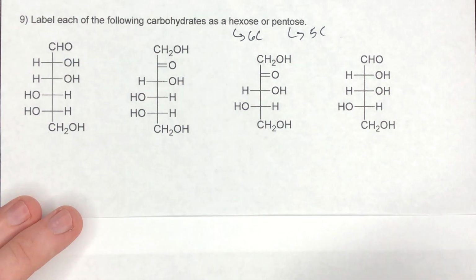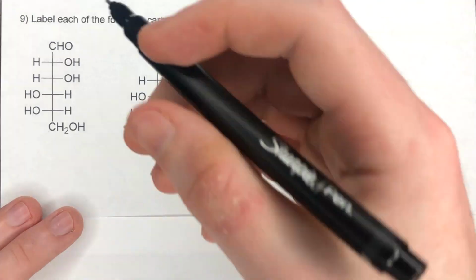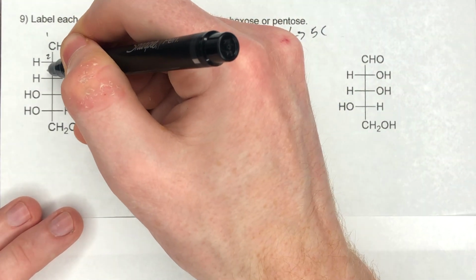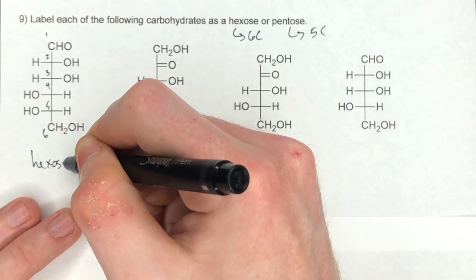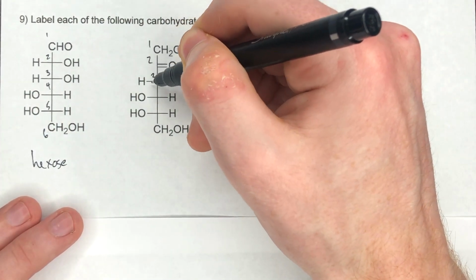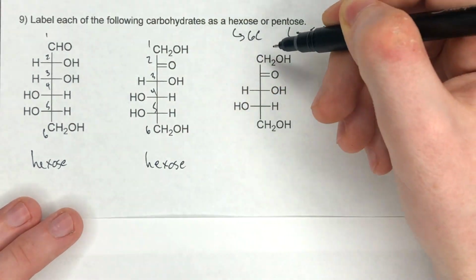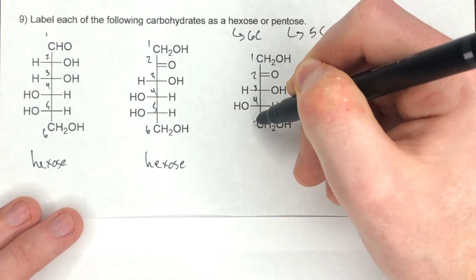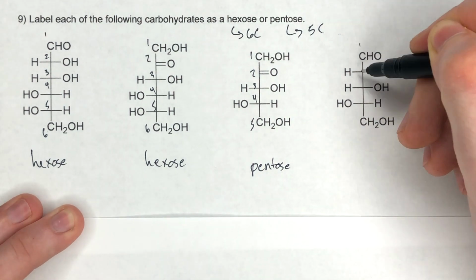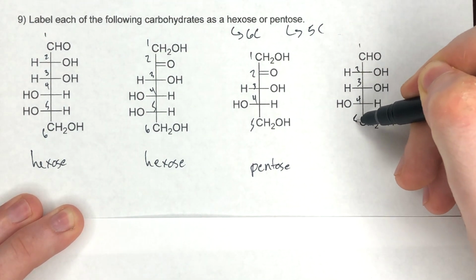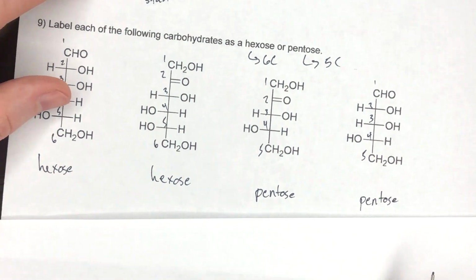Here you're just counting the total number of carbons, and this will indicate the type that it is, a hexose or pentose. In this first one, we have 1, 2, 3, 4, 5, and 6. So this is a hexose. This one, 1, 2, 3, 4, 5, and 6, is also a hexose. And then 1, 2, 3, 4, and 5. This is now a pentose. Same with this one here. 5 carbons, pentose.